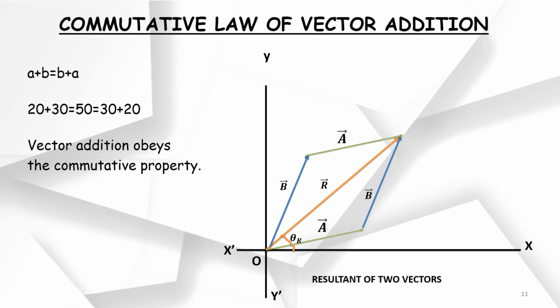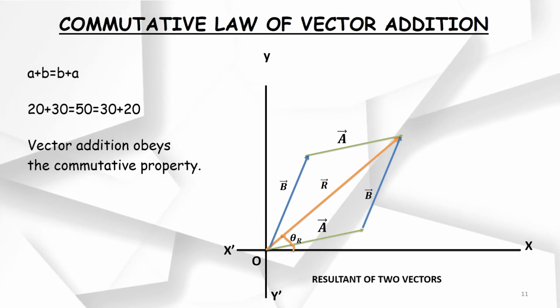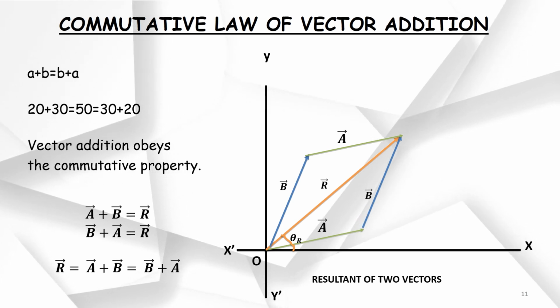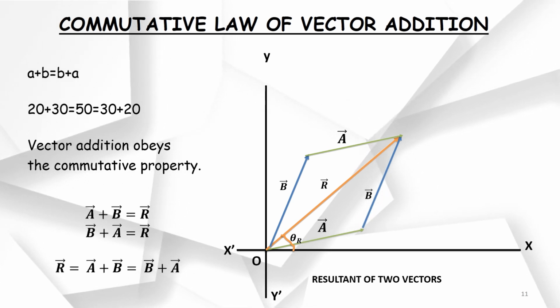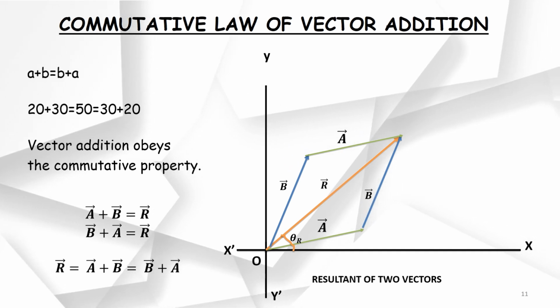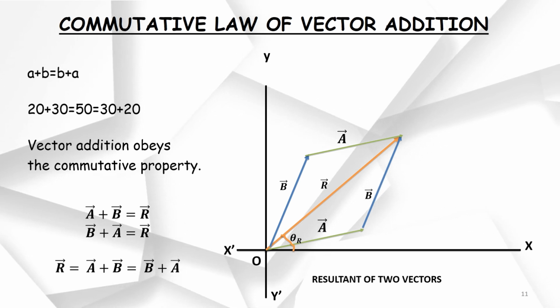So since the resultant vector is the same in both cases, we can conclude that a plus b is equivalent to b plus a. This demonstrates the commutative property of vector addition, proving that the order of addition doesn't affect the result.